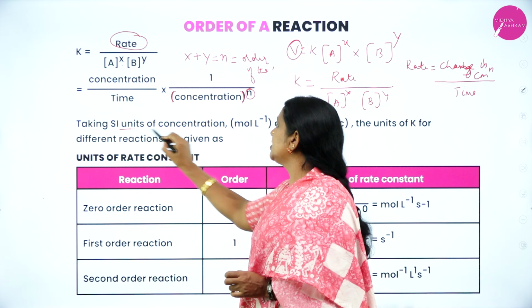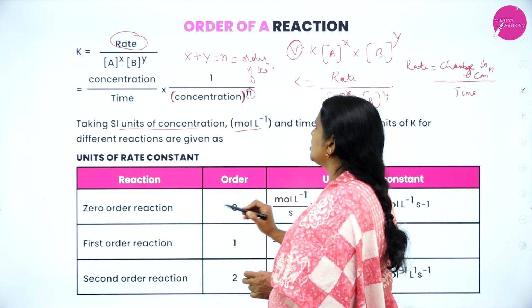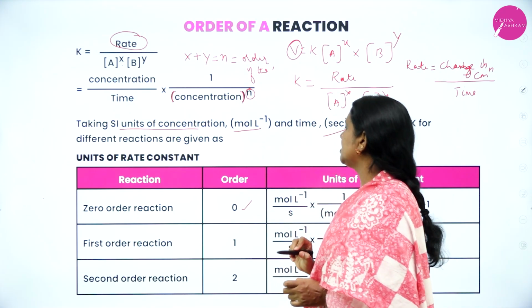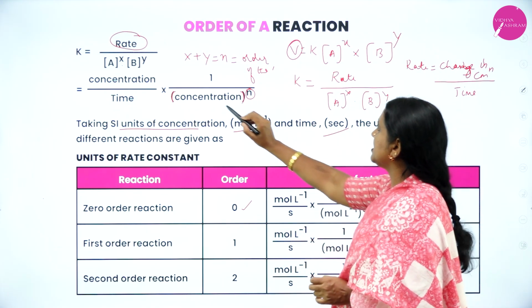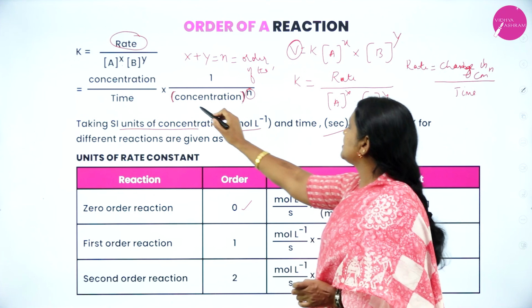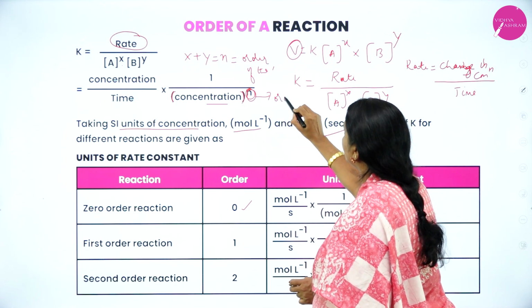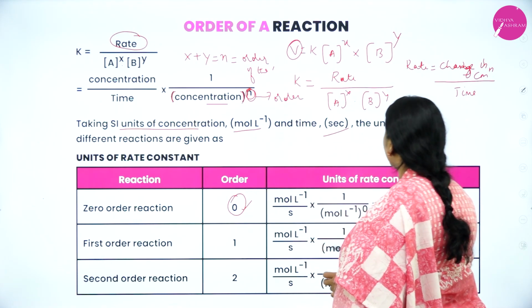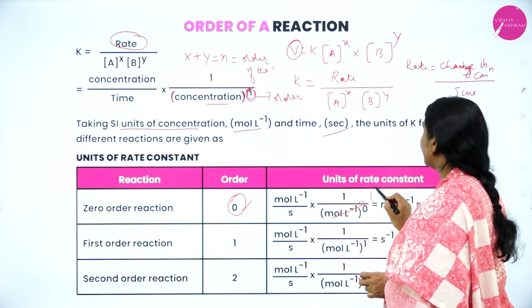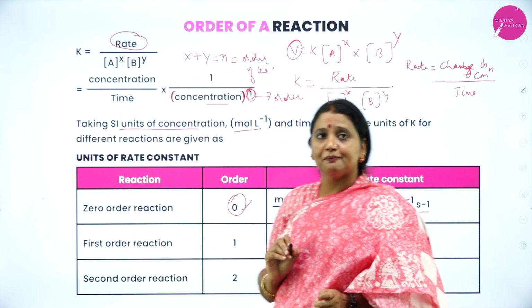If I put SI units of concentration as mole per liter, and for time it is second, how can you get the units of the rate constant? Let us consider a zero order reaction. Zero. Therefore, in place of concentration, I will put mole per liter, time second, and here N is the order. Zero order means the value of N is 0. Therefore, liter to the power of 0, any number to the power of 0 becomes 1. Therefore, when second goes to the numerator, it will become mole per liter per second.